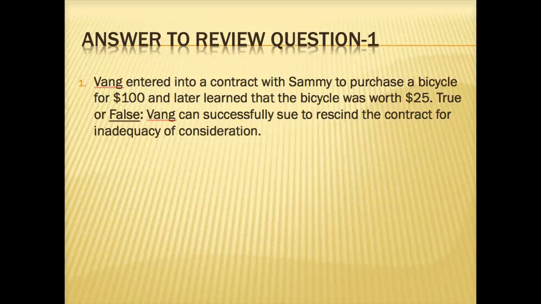The answer is false. Vang cannot successfully sue. Why is that? Because this is a case of adequacy of consideration. Vang is saying that she paid too much for the bicycle, that it was really worth $25 and she paid $100. If the consideration is inadequate, the courts don't step in, with some exceptions where there's an extreme difference in price, so extreme that it's as though one is taking advantage of another. And this difference is not enough.